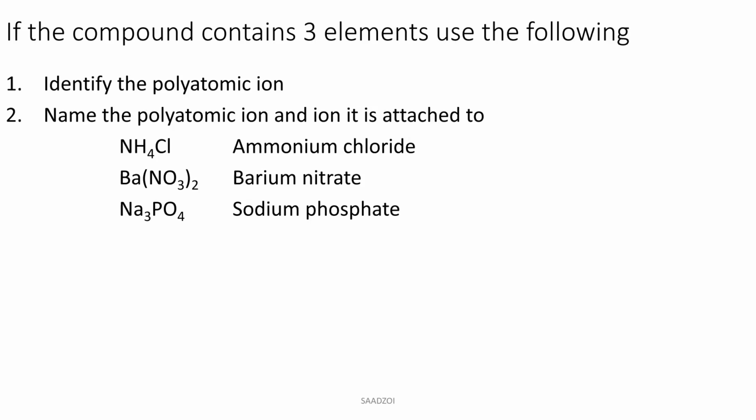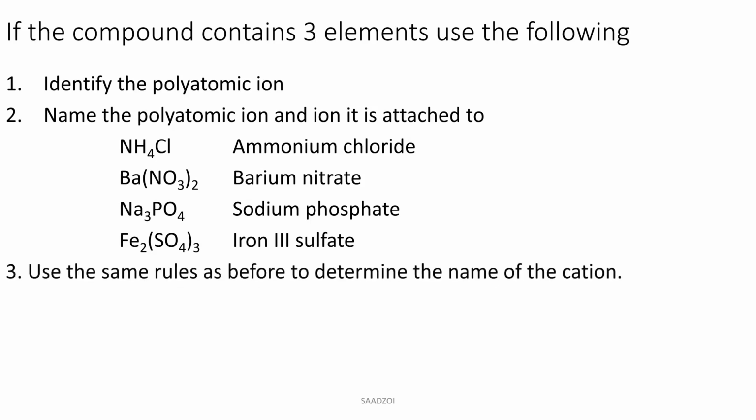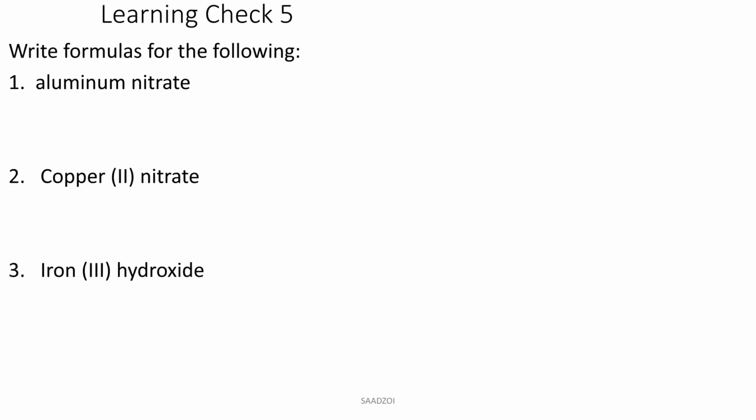Sodium phosphate. The same rules apply as far as the need for Roman numerals. These do not require Roman numerals. This one does. So you have to actually uncrisscross it. When you uncrisscross, you get Fe with a positive 3, SO4 negative 2. SO4 does indeed have a negative 2, so iron 3 sulfate. You don't have to do anything else. The same rules as before to determine the name of the cation.